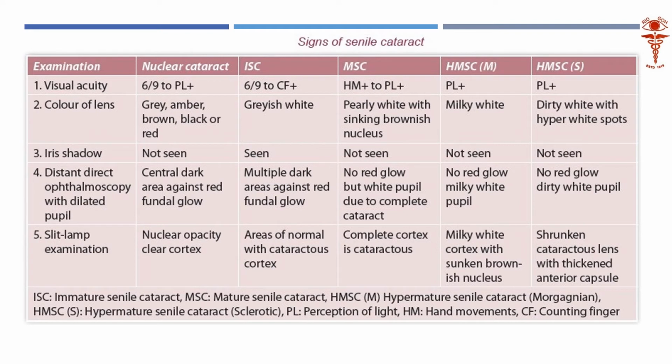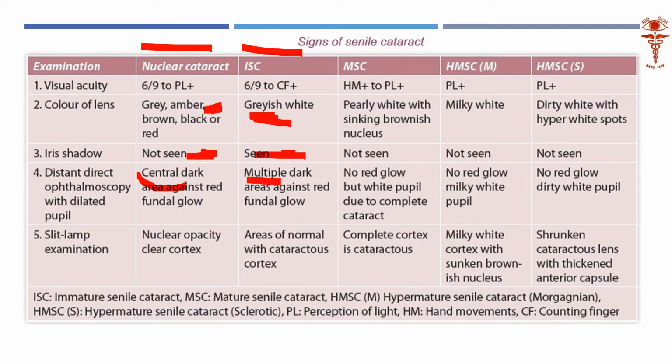So basically, this is one slide which tries to explain the differences between a nuclear cataract and an immature cortical cataract. In nuclear cataract it will be more amber. Here it will be more gray. The iris shadow is never seen in a nuclear cataract, but it is seen in an immature cortical cataract. The opacity is centrally dark. In a nuclear cataract, the center is the most usually involved area, but here it is not the center, it is multiple areas which are involved.